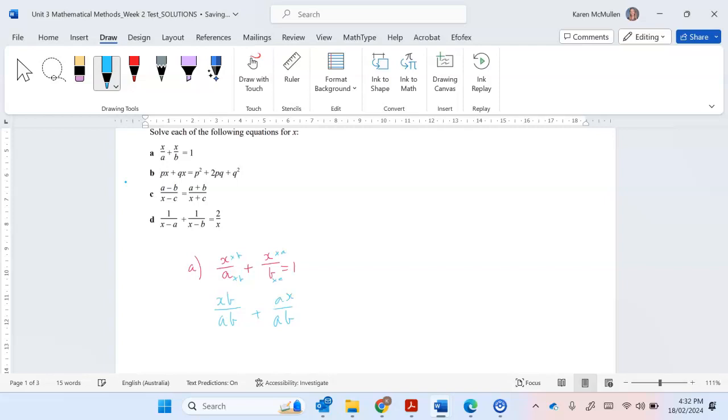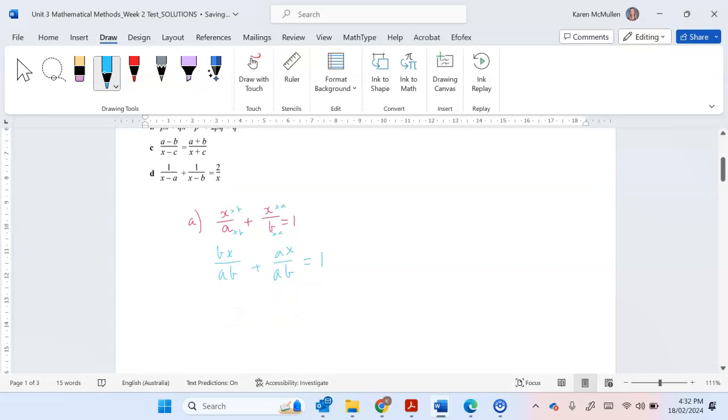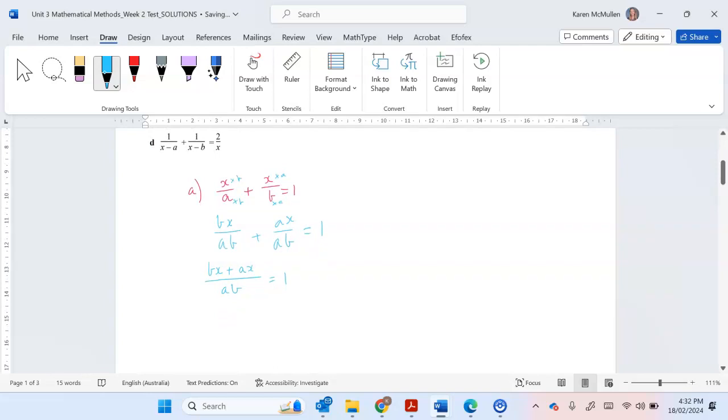Just to be consistent, let's change that to bx. Doesn't really matter. And then that is equal to 1. Now that we have the same denominator, we can bring those fractions together. Okay, so now we have the same denominator, add the fractions together. Now it's an equation we can solve.